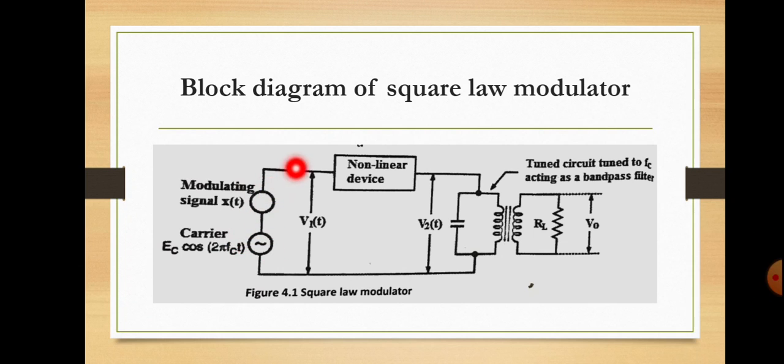And these two signals are given to the nonlinear device. Let V1 of t be the voltage at the input of this nonlinear device, and V2 of t the voltage at the output of the nonlinear device. Then the output of the nonlinear device will be given to a band pass filter. Here it is a tuned circuit tuned to Fc, and it acts as a band pass filter. And the output is taken across this resistance, denoted as RL. Actually, it is a load resistance. So, V out is the output.